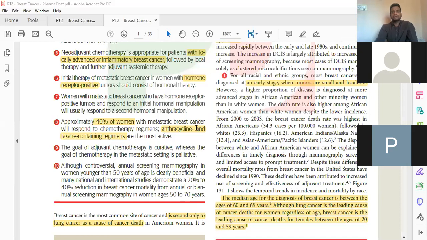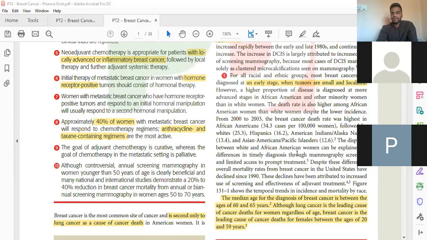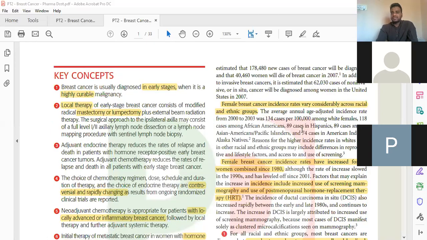Okay. So breast cancer is the most common site of cancer, and it is the second most common cause of cancer death in American women, after lung cancer. The first is lung cancer, and second is breast cancer. Female breast cancer incidence rates vary considerably across race.